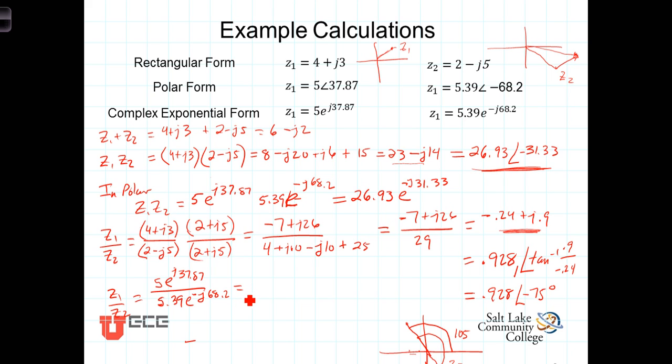And 5 divided by 5.39, that is in fact equal to 0.928 e to the, now the exponent is going to be j, and we've got 37.87 minus 68.82. That turns out to be the 105. There's some round off error there, but it's a positive j105 degrees. When you do it this way, already in the polar form, we avoid the ambiguity that the arctangent button introduces.